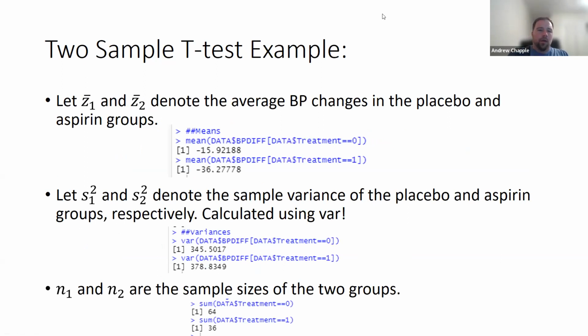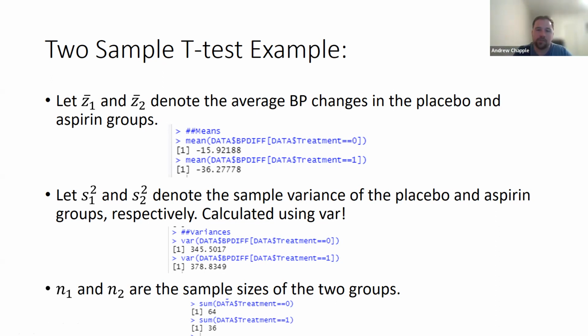So let's first look at the means in each group. Z1 bar and Z2 bar, those are the average blood pressure changes in the placebo and aspirin groups. So here I've got the mean, this is the blood pressure diff, and I'm indexing this thing, right? We talked about how to index these by data treatment equals equals 0. So this is pulling out all the blood pressure differences for treatment equals 0, which is the placebo group, and then for treatment equals 1, which is the aspirin group. So I'm taking the mean of both of those.